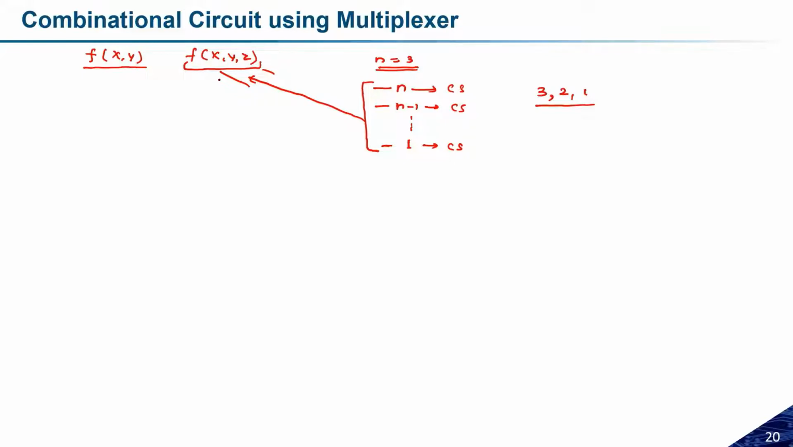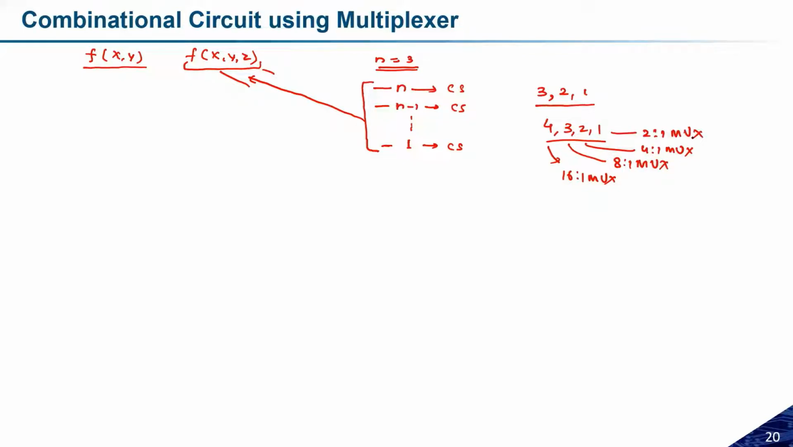Suppose I have a 4-variable function. In that case, there are 4 possibilities. One will be 4 control signals, another will be 3, then 2, and then 1. So 4 means we need a 16 cross 1 MUX. 3 means an 8 cross 1 MUX. 2 means a 4 cross 1 MUX, and 1 means simply a 2 cross 1 MUX.